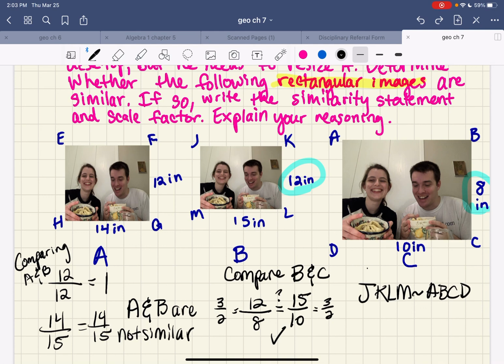All right, one last thing about this one. When I compared A and B and they weren't similar, and then I compared B and C and they were similar, can I conclude that A and C wouldn't be similar? And the answer is yes. You don't need to worry about that one because if B and C are similar but B didn't match A, C is not going to match A. Okay? And the last thing is if they asked us for a scale factor, it would be 3 over 2. Right?